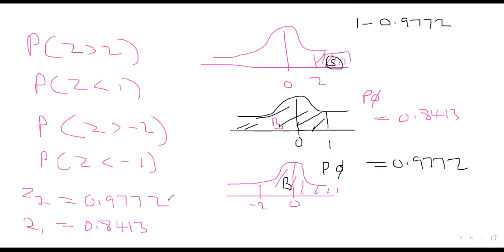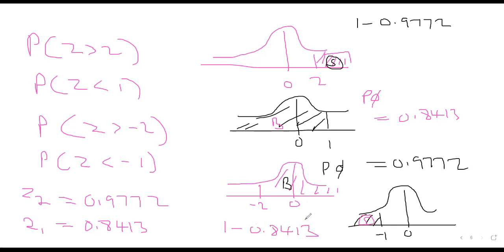How about here where it says less than -1? Z is less than -1. So -1 is on the left side. Where are we going to shade? On the left side. And as you can see, the shading is small. So what we're going to do is 1 minus the reading for 1, which is 8413. So these are the principles that you need to know when you're dealing with Z.